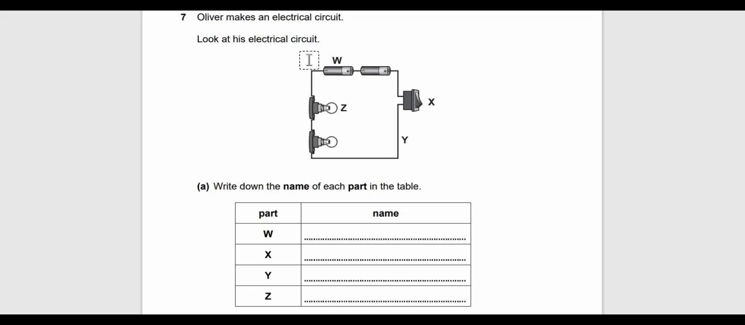Next. Okay, question 7, Oliver makes an electrical circuit. Here is his electrical circuit. Question A. Write down the name of each part in the table. Parts W, X, Y, Z. 10 seconds from now.